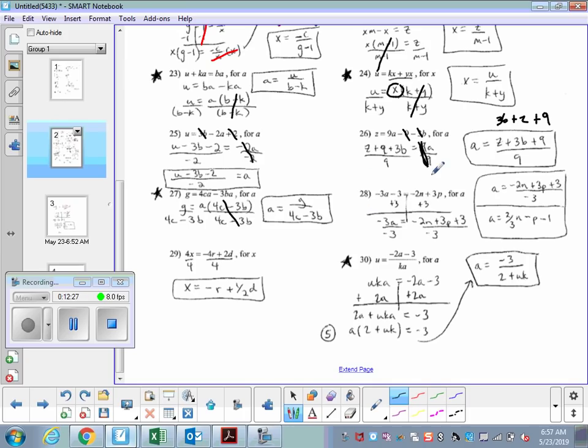All right, for number 28, trying to solve it for a. So the a is right here on this side. So I'm going to go ahead and get rid of the constant on this side. And so I've added 3. So now there's just a plus 3 over here. Negative 2n plus 3p plus 3. Now I'm dividing both sides here by the negative 3. And on this side, we get that it'd be the negative 2n plus 3p plus 3 all over this negative 3.